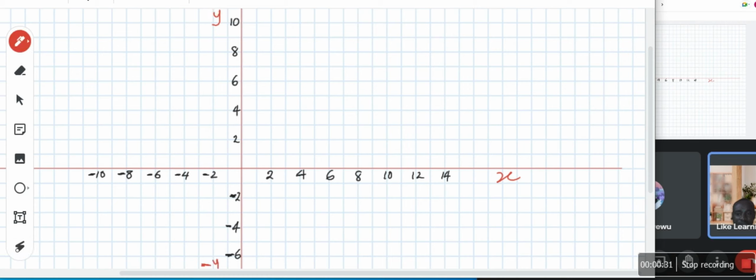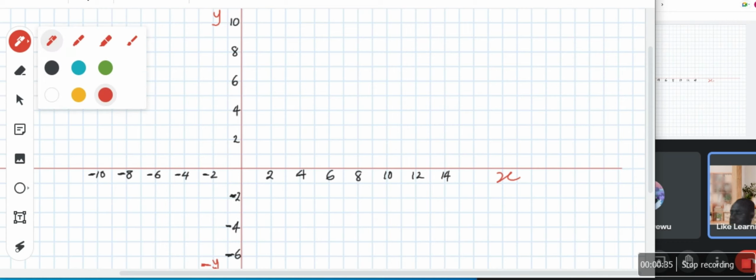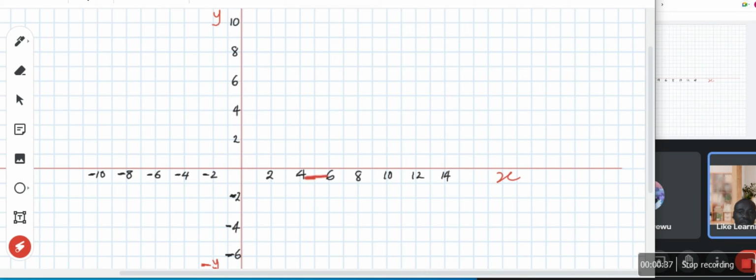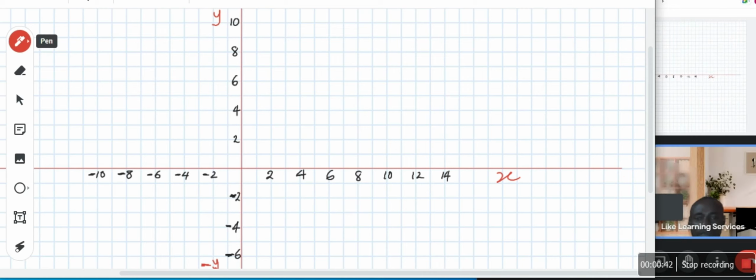Did you get that? Also, the x has positive side going to the right and negative side going to the left. So you have positive x and negative x. I hope you're still listening.